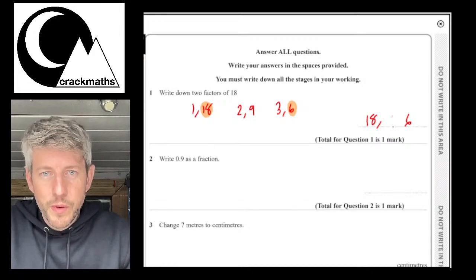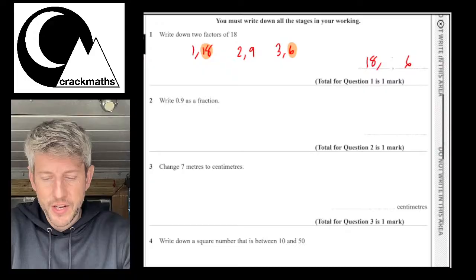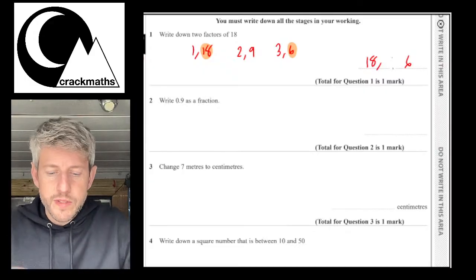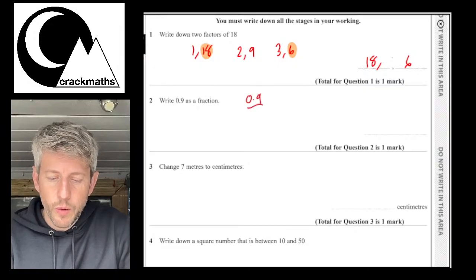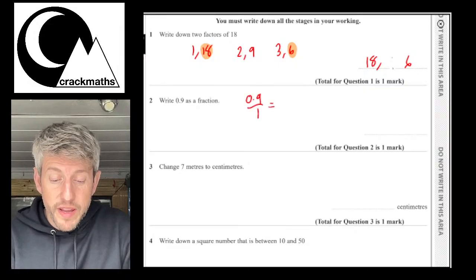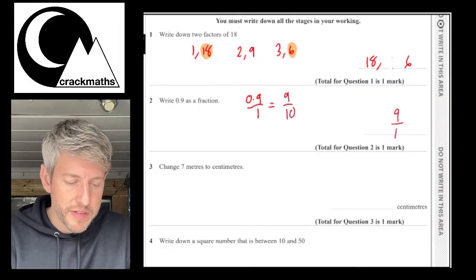Okay, next question, question 2. Write down 0.9 as a fraction. As I always like to do, every number is a fraction out of 1. So this is like 0.9 out of 1. And then if we multiply both of these by 10, that becomes 9 over 10. So as a fraction, it is 9 over 10.